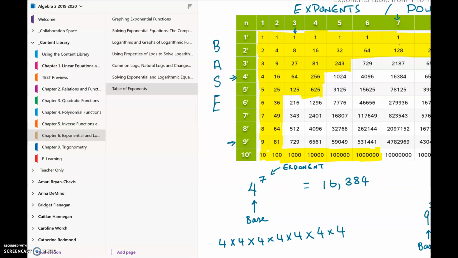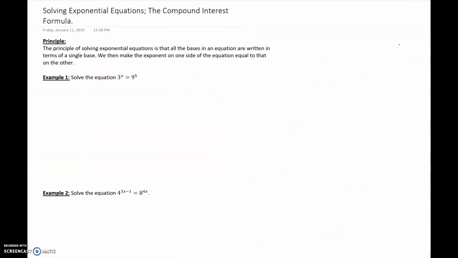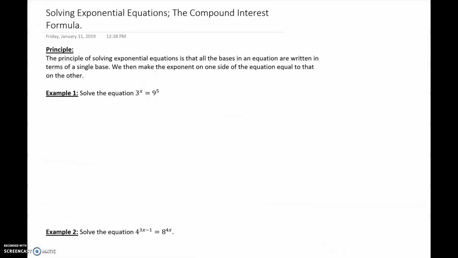Okay, so let's see what we're going to do today. Let's go back here, open up the panes again. We're still in chapter 6, but now we're going to go up here to solving exponential equations. So the second page, solving exponential equations and the compound interest formula. We won't get as far as the compound interest formula in this video, and we may just do the one example, we'll see.